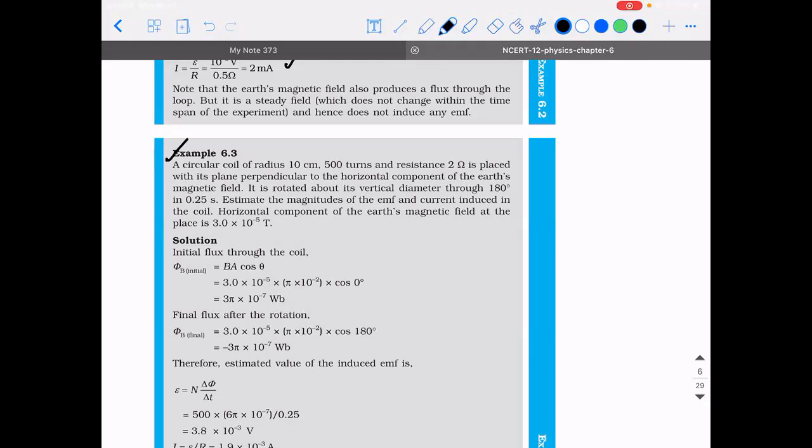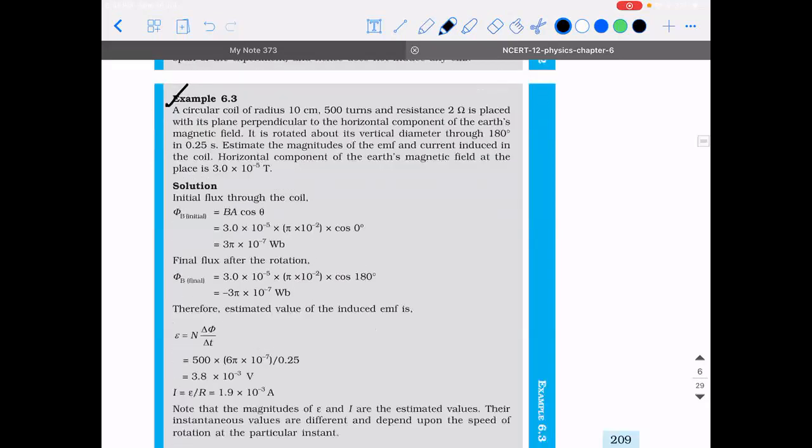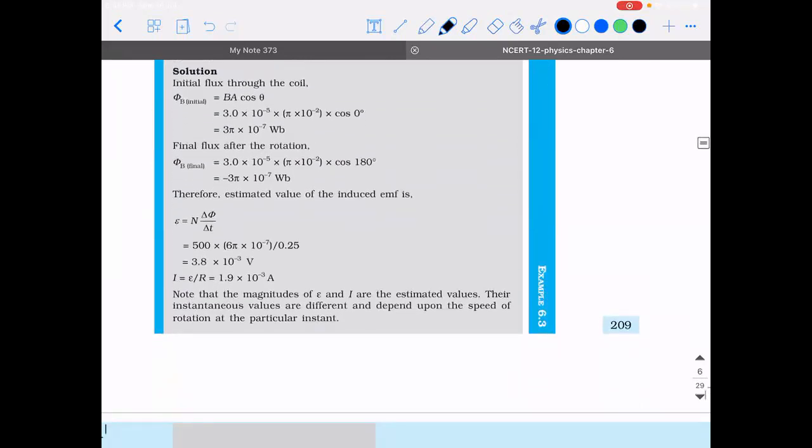Sir, I'm getting 3.8 into 10 to the power minus 3 volts. Yes, 3.8 into 10 power minus 3, that's correct.